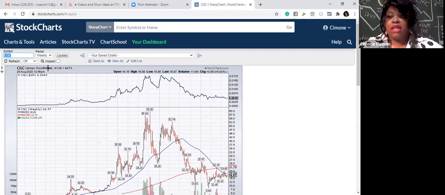Of course it's going to tell us right here the ticker symbol, Canopy Growth, the date and the time that we're using. This is where we see the opening, the high, the low, what it was last traded for, the volume, and what the trade change is. Of course, we've already talked about this.